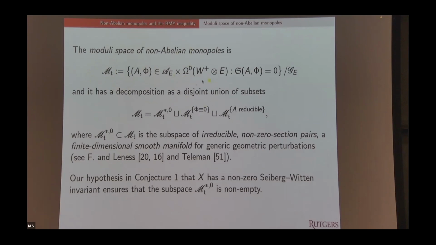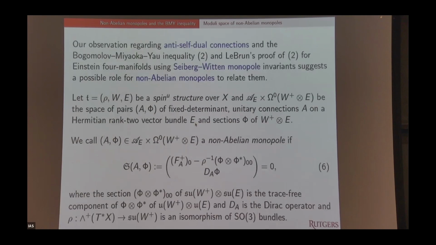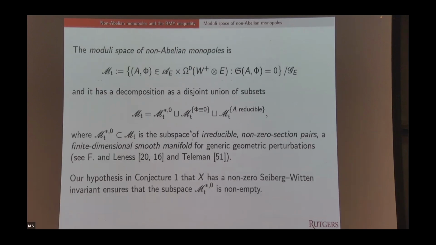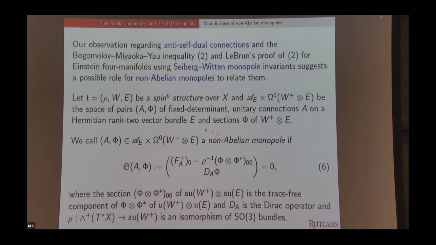So there's a piece where the section phi is identically 0. And if you flip back to the equations and stare at them, you'll see that then those equations reduce to a copy of the anti-self-dual Yang-Mills equations. Another more subtle thing happens when the connection A happens to be reducible. So it reflects a splitting of the rank 2 bundle as a direct sum of line bundles. And that's more subtle. But nevertheless, if you play with these equations, you find that they also reduce to a copy of the Seiberg-Witten monopole equations.